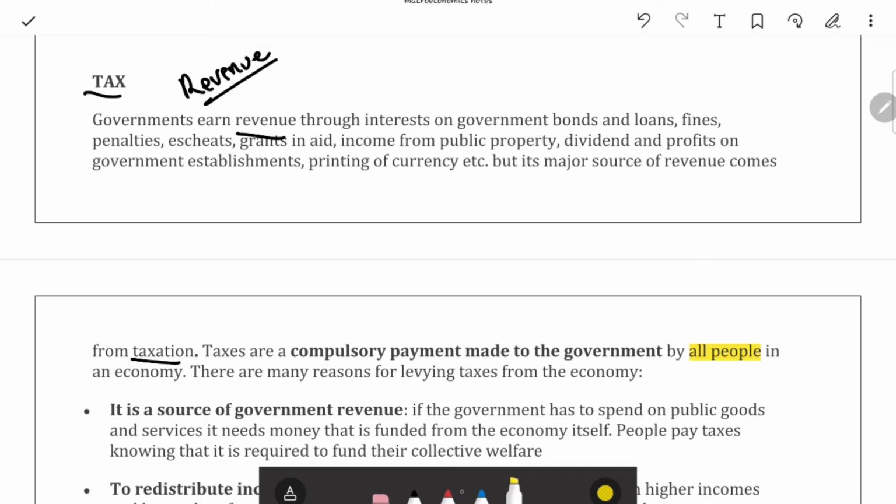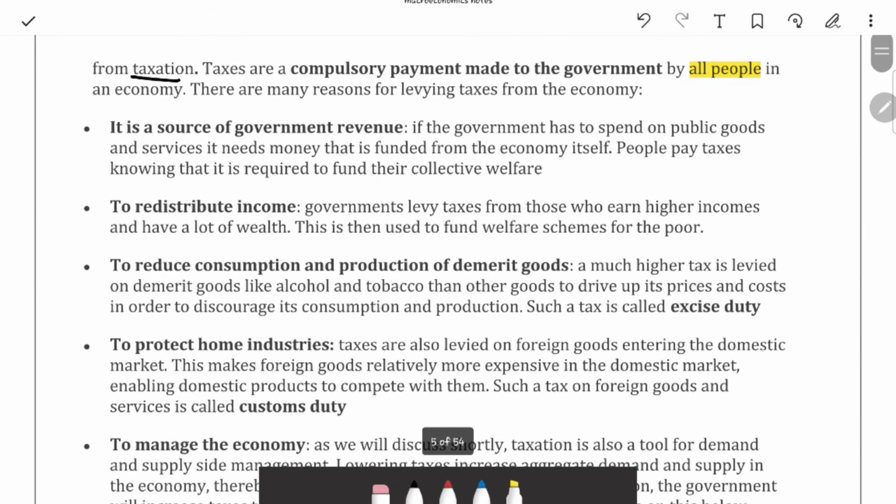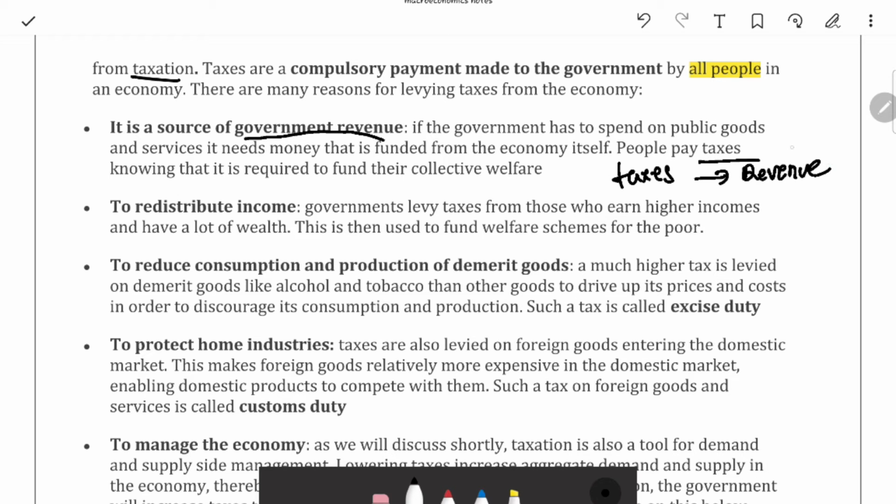There are many reasons for levying tax from the economy. So what are the reasons for tax? Let's begin. Number one, a source of government revenue. That's the main one. If the government has to spend on public goods and services, it needs the money, as I previously said, and they get it from taxes. Taxes give revenue, and revenue gives them the ability to provide those public services that they need to do for their aims. So the money that is got from tax is used for the aims that they want to achieve.